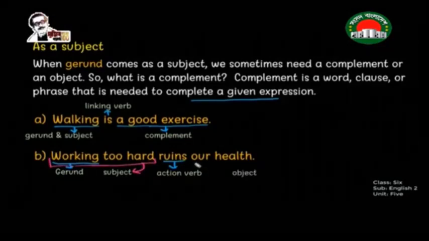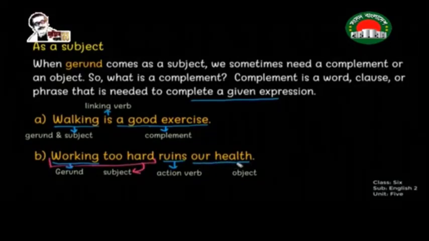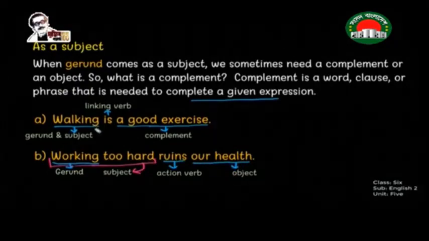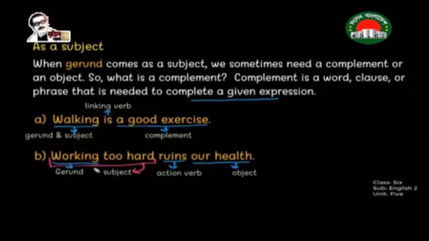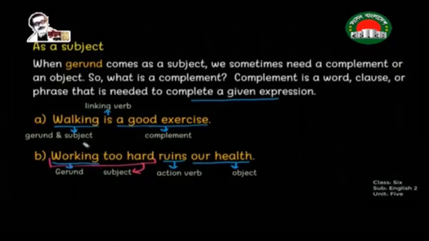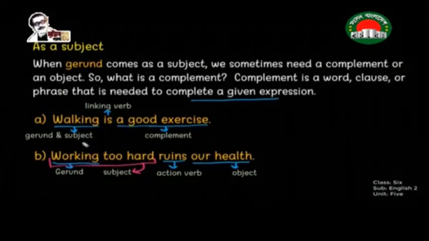After the action verb, we find our health. So our health is an object. So the ing verb is here a subject, and the ing verb is a part of a subject. So gerund can be a part of a subject and gerund can be a subject itself.